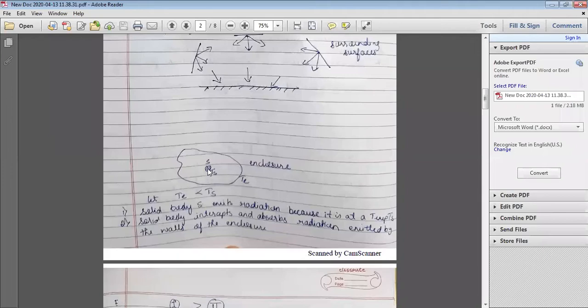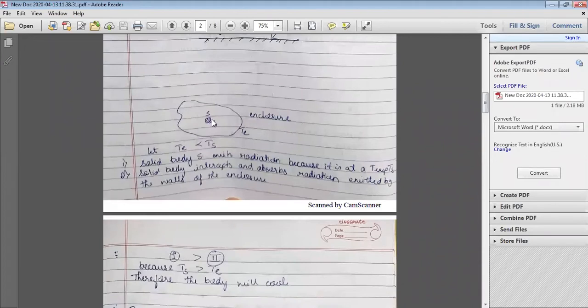That means the surface is also emitting radiation towards this enclosure, and since this enclosure is also at a certain temperature, it will also be emitting certain rays from this end, which will fall on this solid surface. Some of the radiation will fall on this surface. So along with the emission, it also absorbs the radiation emitted by this enclosure. In that case, some part it is emitting and some part it is absorbing.